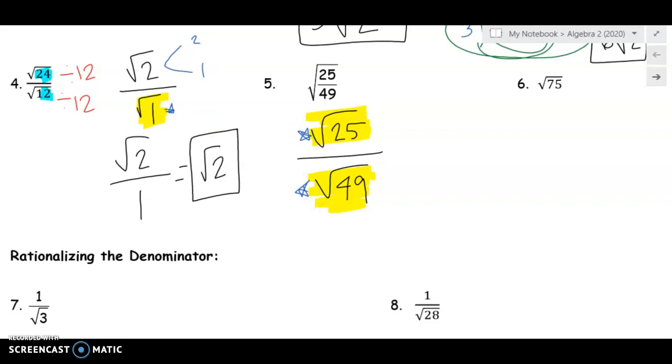The square root of 25, you should know that, is just 5. The square root of 49, again, you should know that, that's 7. And then that's it. I recognize the perfect square, so then I'm done.